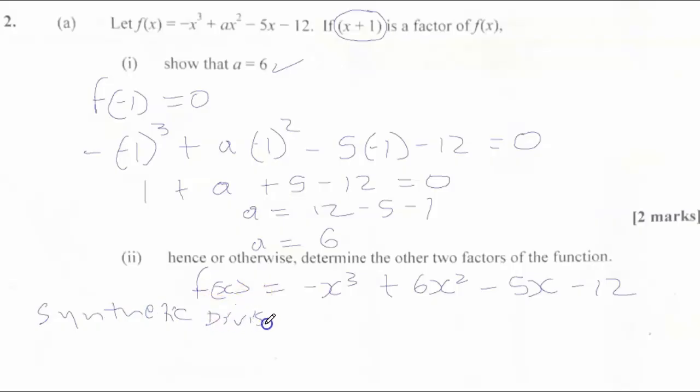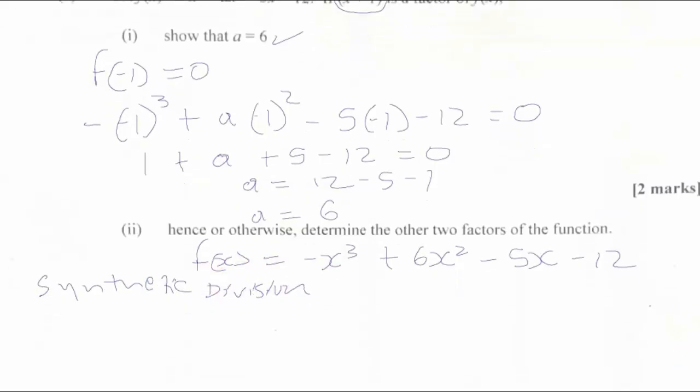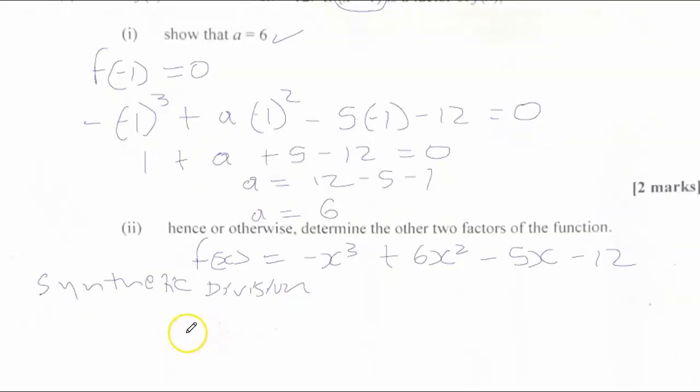So I'm going to divide x plus 1 to get the rest of the factors. So we have x plus 1. So synthetic, what we do is, look at L shape here. Since we're dividing by x plus 1, we'll change the sign of the 1, that's minus 1. Inside the L, we'll put the coefficients of the function, so minus 1 for x cubed, 6 for x squared, minus 5, and minus 12.